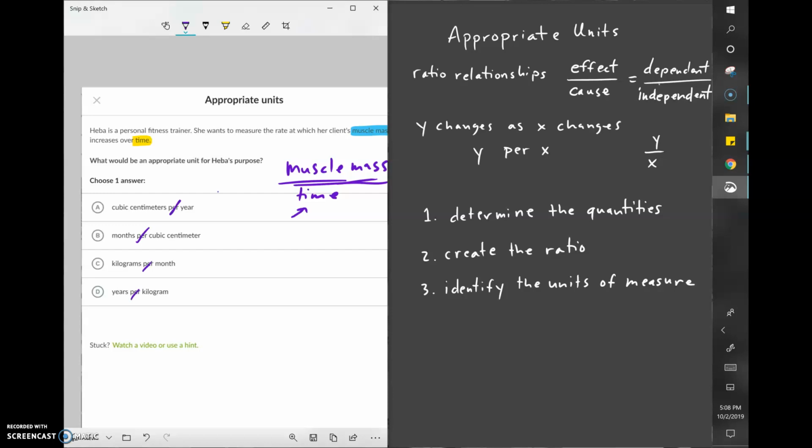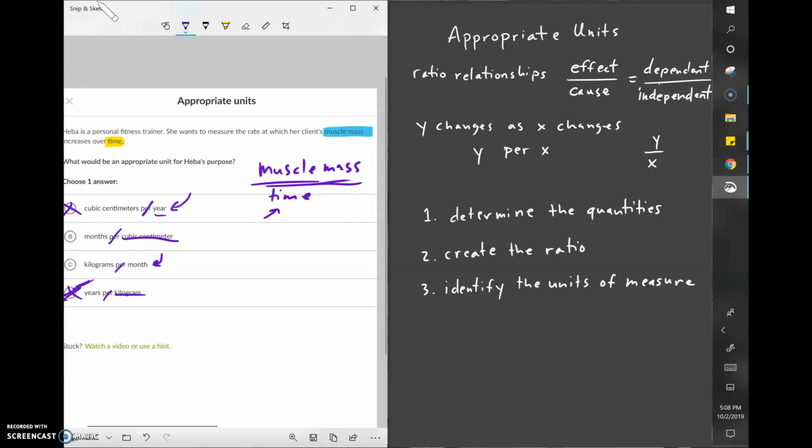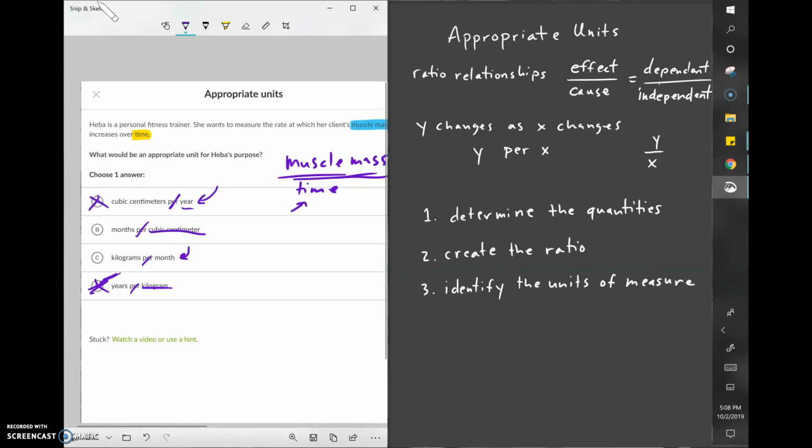Do we measure time in years? Yeah, I guess we could. We definitely don't measure time in centimeters. We could measure time in months. And we definitely don't measure time in kilograms. So those two are out. Boom. Out. Out. Now, if I'm looking at muscle mass, do we measure muscle mass in months? Oh, I'm sorry. Why did I X that one out? That one's in. This one's out.